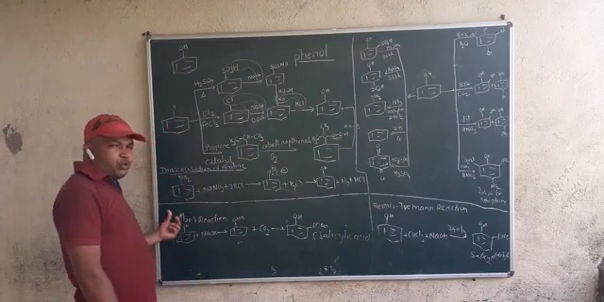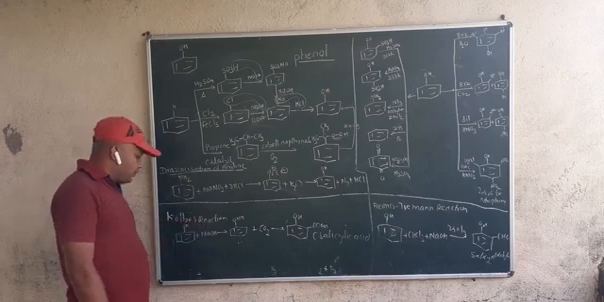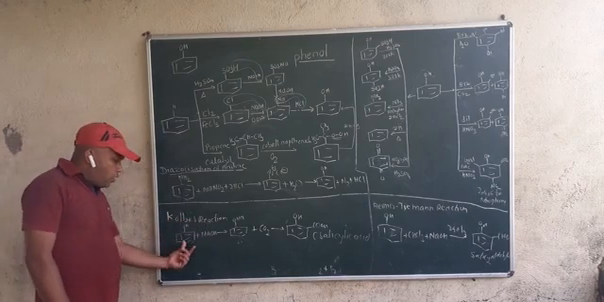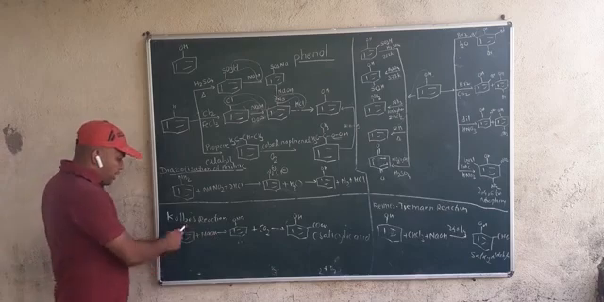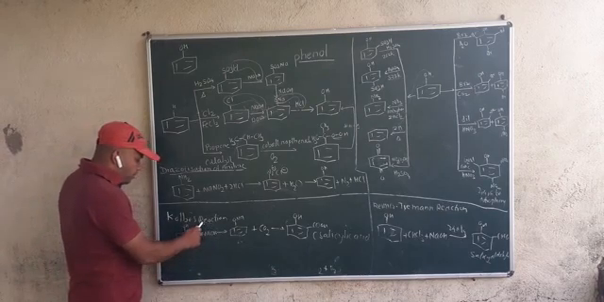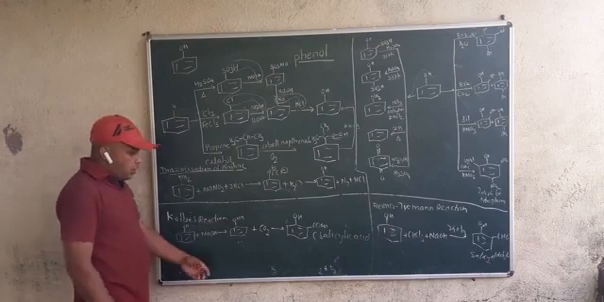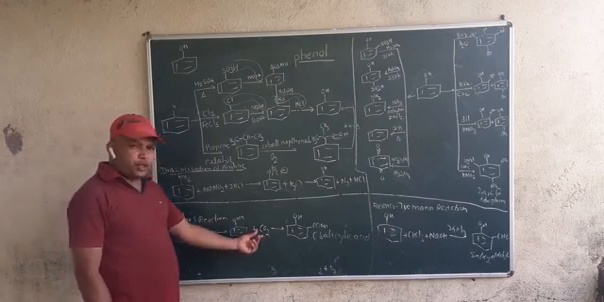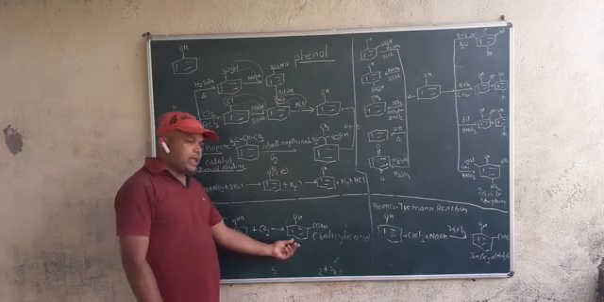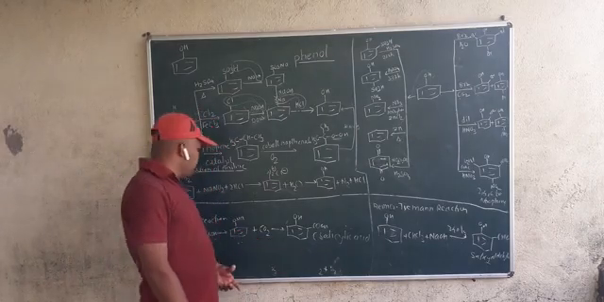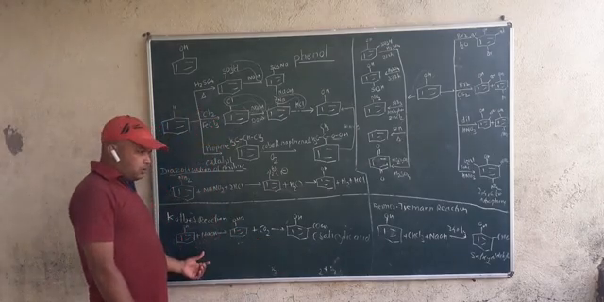Now the next reaction is Kolbe's reaction. When phenol is treated with NaOH, from here H, from here OH, you will get sodium phenoxide, and when sodium phenoxide is treated with CO2 gas, you will get salicylic acid. This is a very important reaction, Kolbe's reaction.